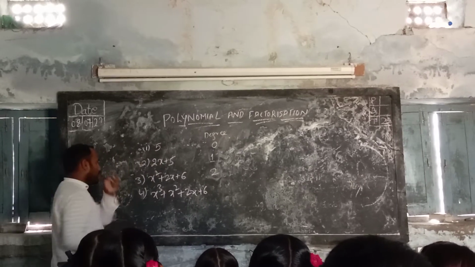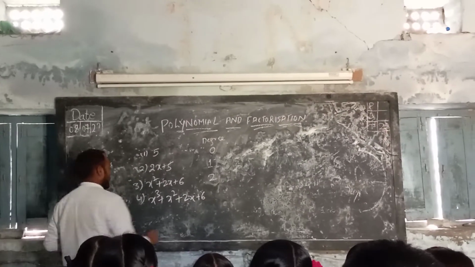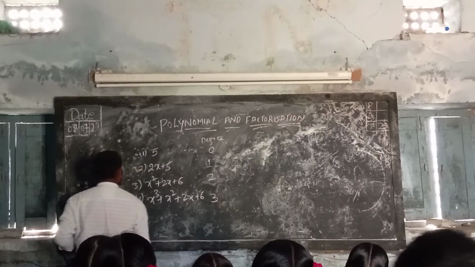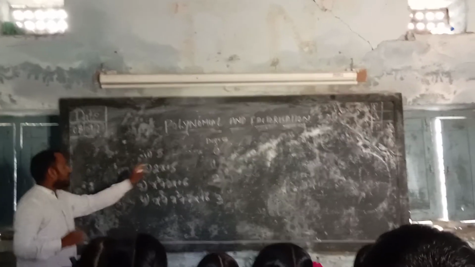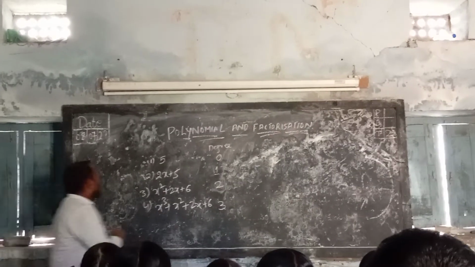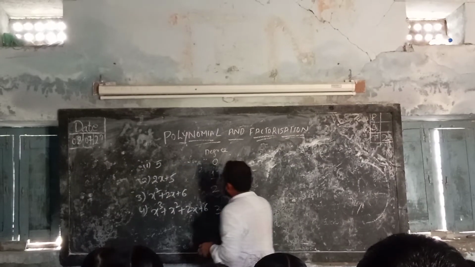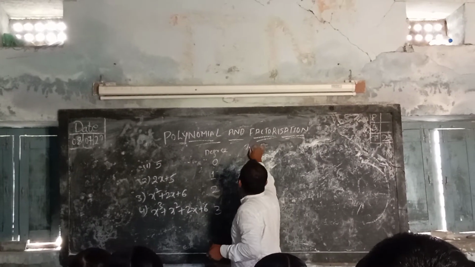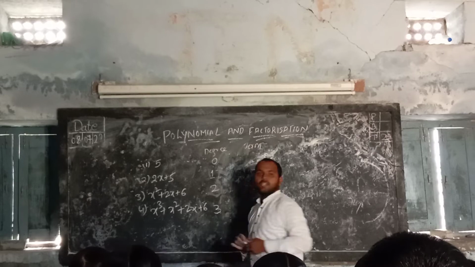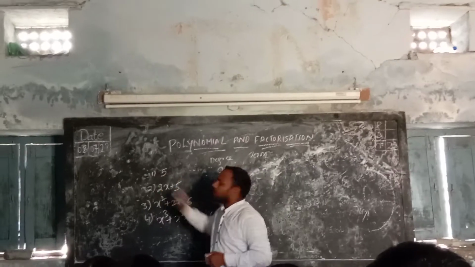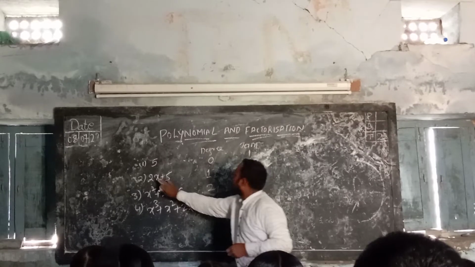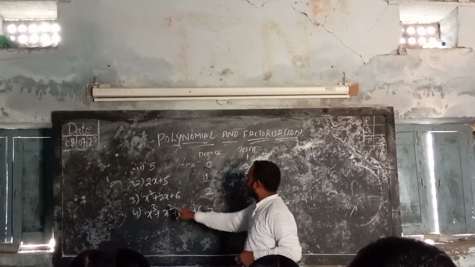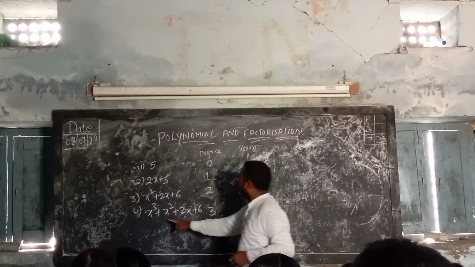What is the degree of this polynomial? 3. Very good. Okay? Now, degree we have found out. Now we are writing terms. How many terms are there here? 1. Single term. 2 terms. 3 terms. 4 terms.